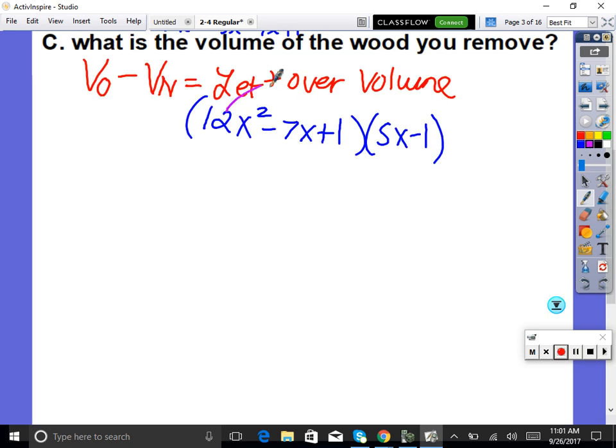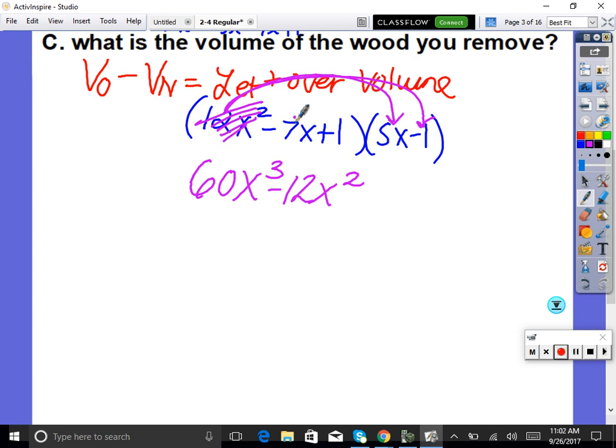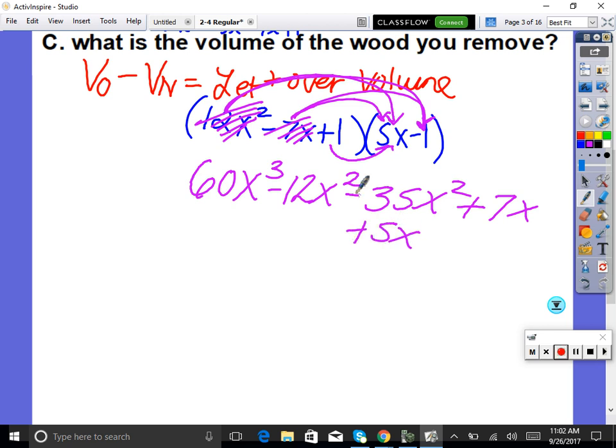Here we go. 12x squared times 5x is 60x cubed, you're right. 12x squared times negative 1 is negative 12x squared. Let's cross that out. Negative 7x times 5x. Good. And then negative 7x times negative 1 is plus 7x. Let's cross that out. 1 times 5x is plus 5x. 1 times negative 1 is minus 1.